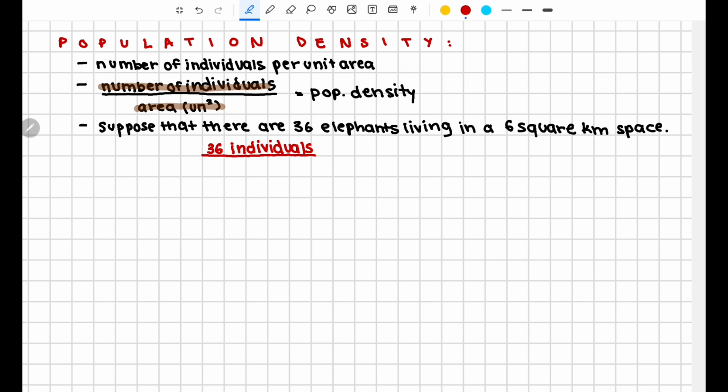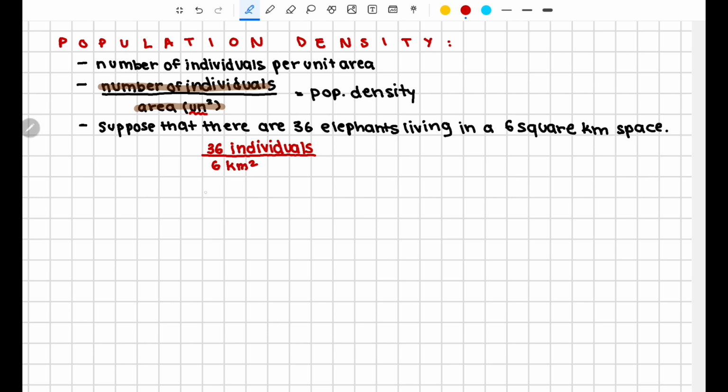And our area in units squared is 6 kilometers squared. Remember that area can be in any unit, so it doesn't have to be a specific unit. That's why we call it unit squared, since it's not limited to a specific unit. For example, it doesn't have to be limited to kilometers. It could be miles, etc.